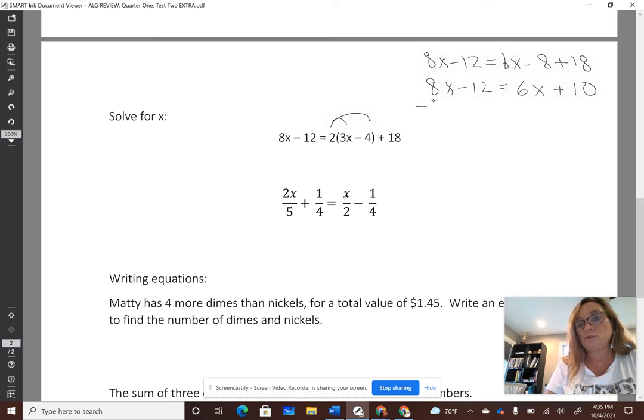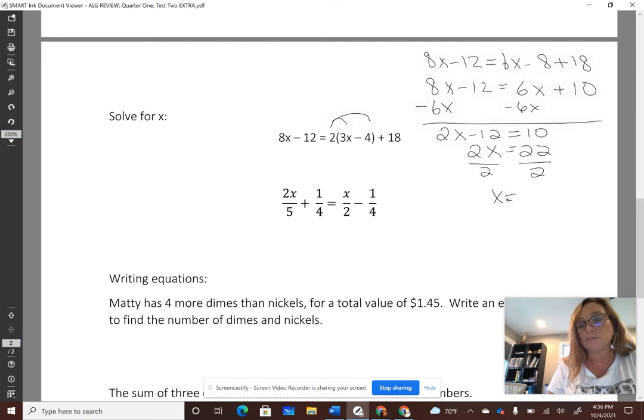So I'm going to subtract the 6x from both sides. And that's going to give me 2x minus 12 equals 10. So therefore 2x would equal 22 by adding 12 to both sides. And then dividing by 2, I would get x equals 11. So 11 is the one solution. If you substitute in an 11, it'll make the equation true.